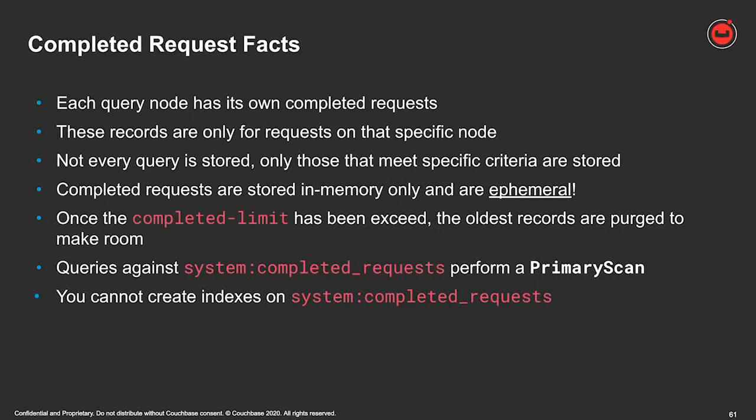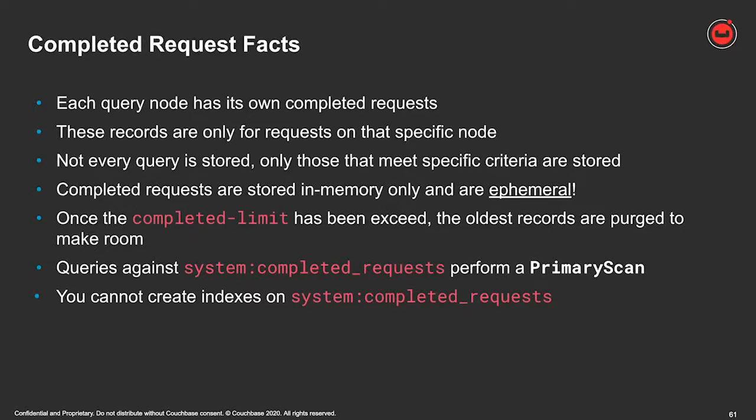The completed requests that are stored on each node are in memory. They are ephemeral, which means if you restart the query service, you don't have any more system completed requests on that node. If the completed limit has been exceeded, the oldest records are purged to make room. We will never exceed that completed limit value.